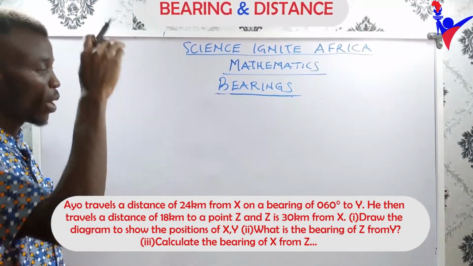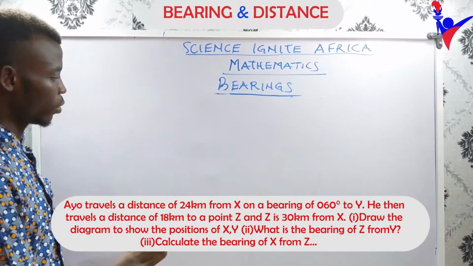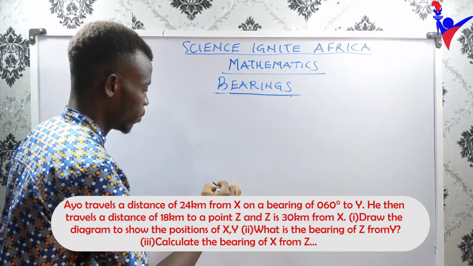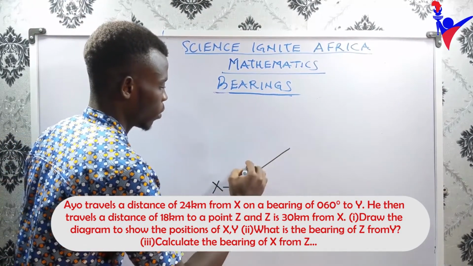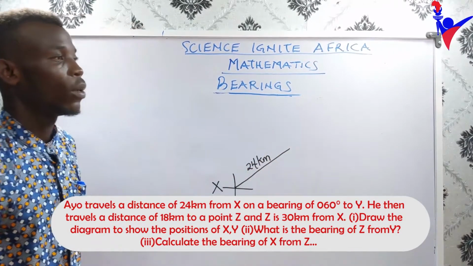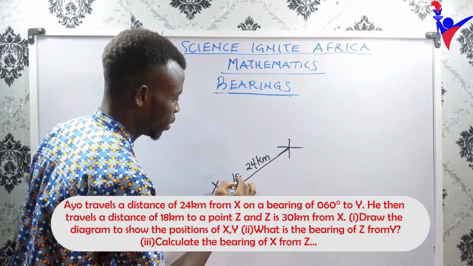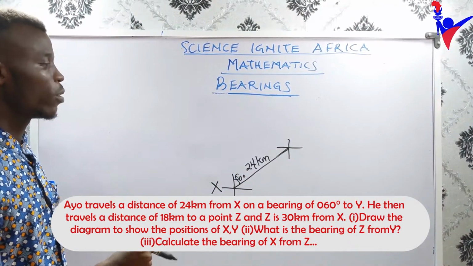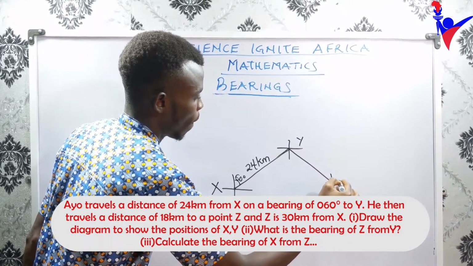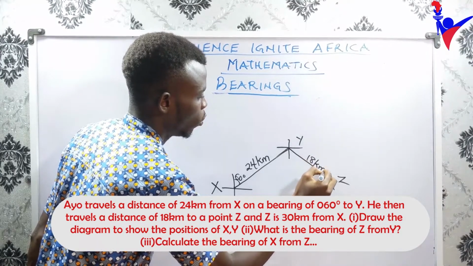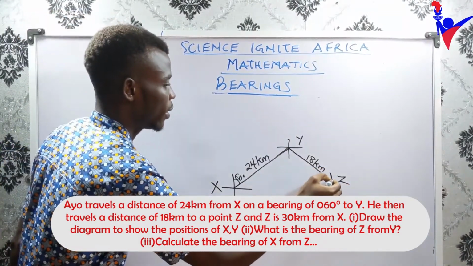Moving over now to the next question. Ayo travels a distance of 24 km from X on a bearing of 060 degrees to a point Y, then travels a distance of 18 km to a point Z. Here is Y. Z is 30 km from X. That is, the distance between Z and X is 30 km.